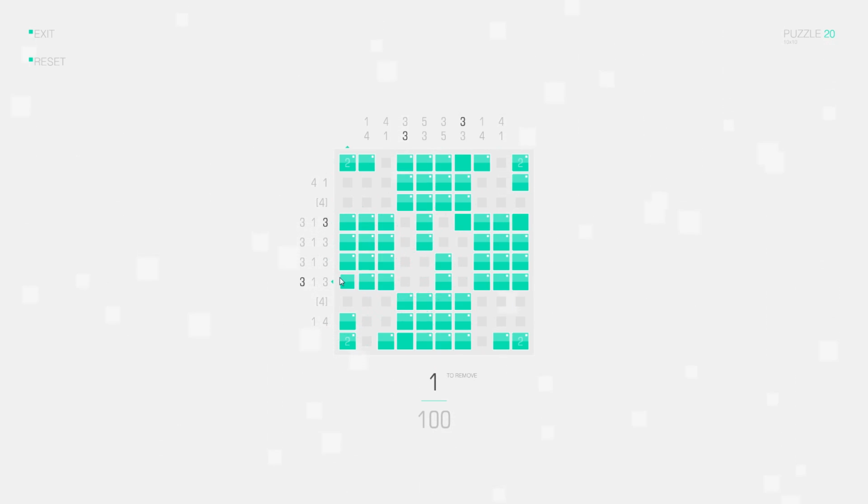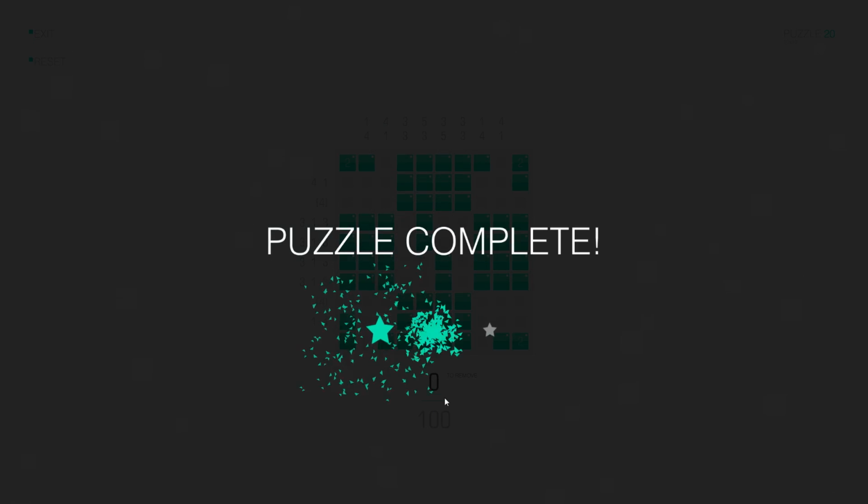We can delete it, and now we have to mark this square because of this clue and this square because of this clue, like this. Now we only have 1 square left to remove, and now it's obvious that the remaining squares have to be finished like this, and we have 1 square left to remove, and the puzzle is complete.